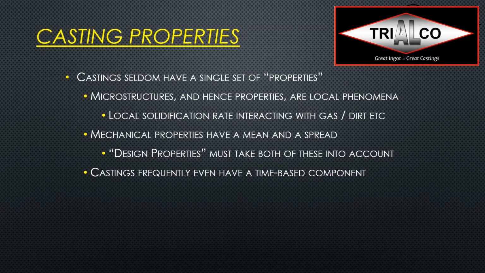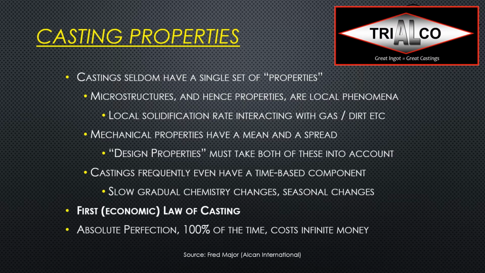And the other thing is the castings often have a time-based component in here, so they might age over time, and they might see slow gradual chemistry changes and might even see seasonal changes. So that's why some people would want a T7 heat treatment, because that will stabilize the properties, for example. And the first economic law of castings is absolute perfection. The perfect casting will cost an infinite amount of money. So very important, define the casting that is feasible and define the properties that you really need, where you need them, and that will give you the most economical casting.